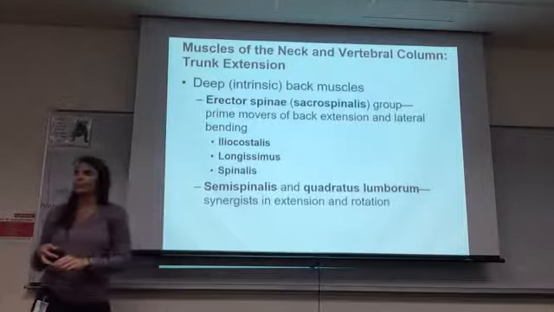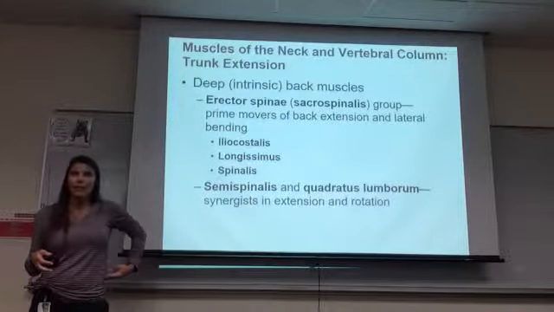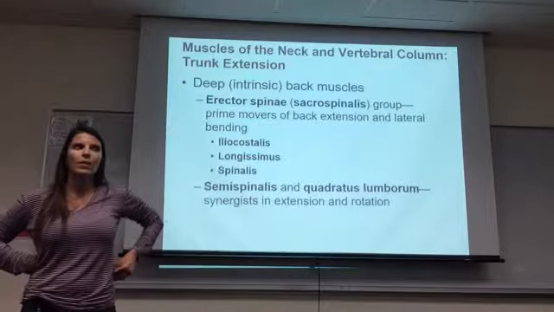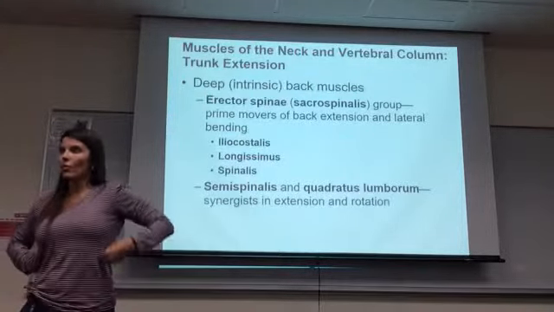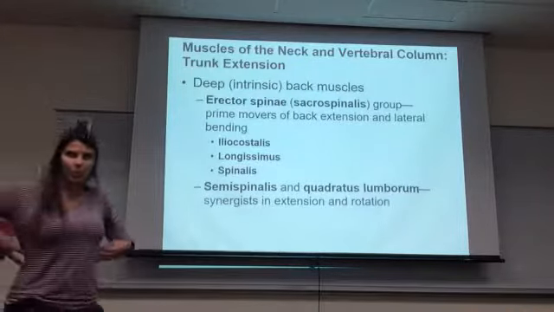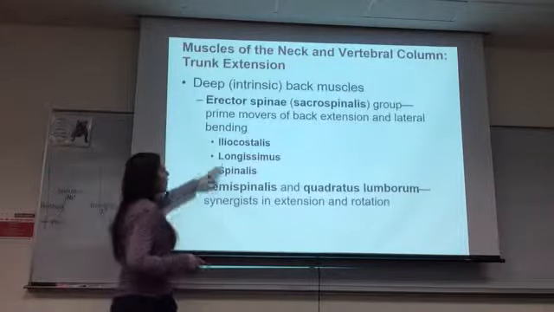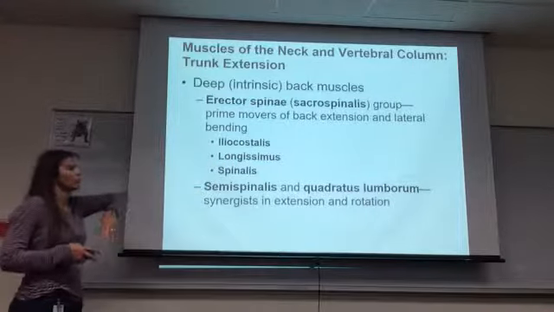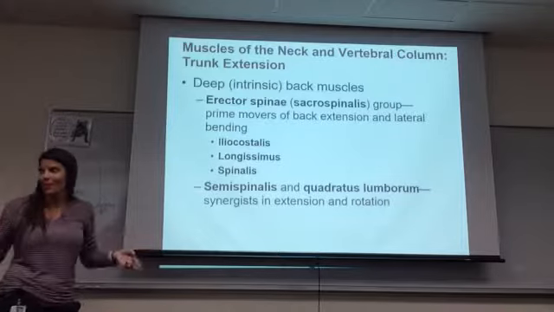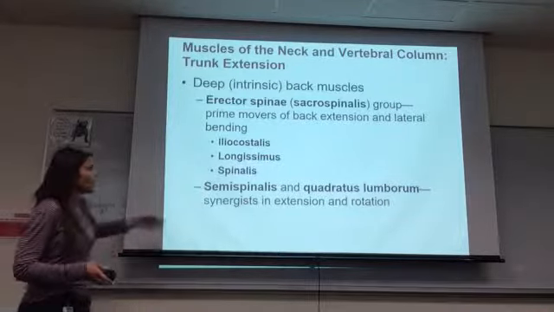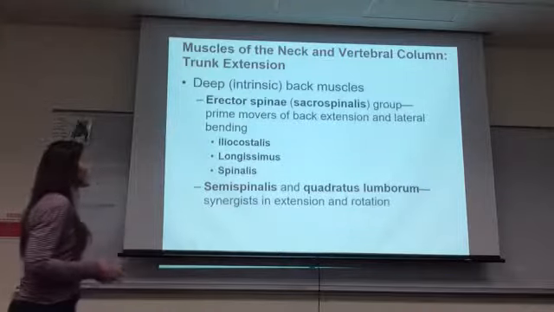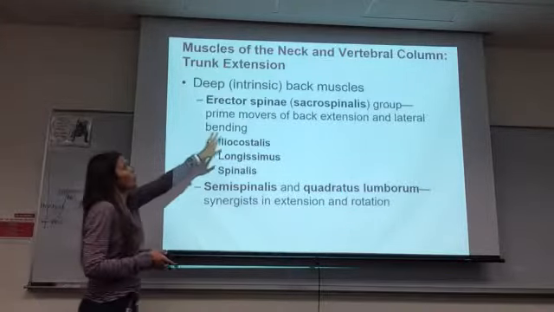Iliocostalis. Ilium? What's costal? Your ribs. So you have a muscle that goes from here to here. Well, you have muscles on both sides. Iliocostalis. Longissimus just tells you it's long. That doesn't tell you where it's at. It just tells you that it's a long muscle. Spinalis tells you it's along the vertebral column. Yes. Erector spinae.